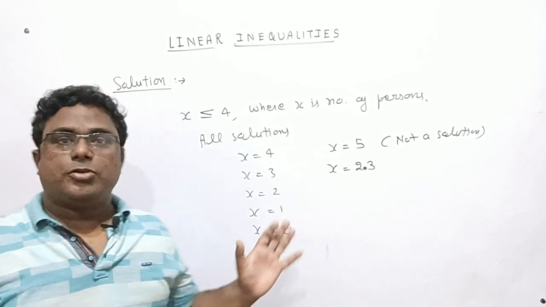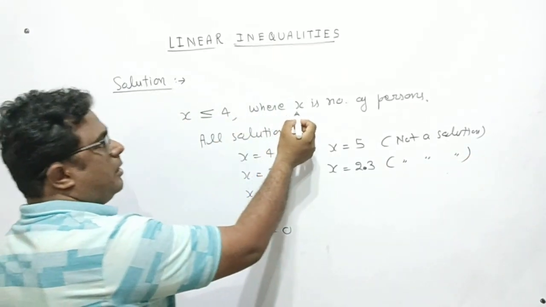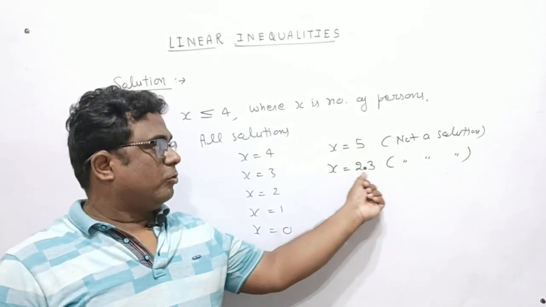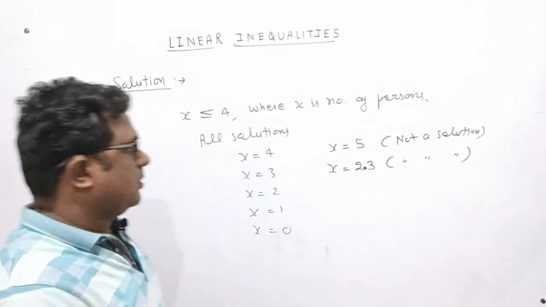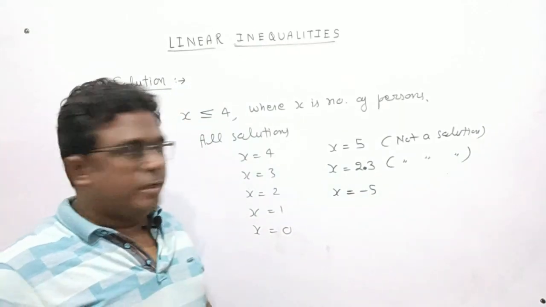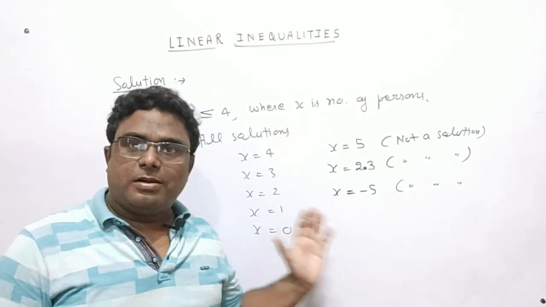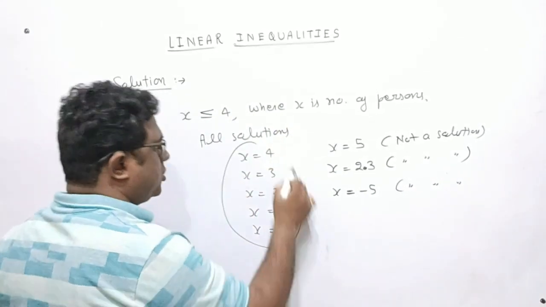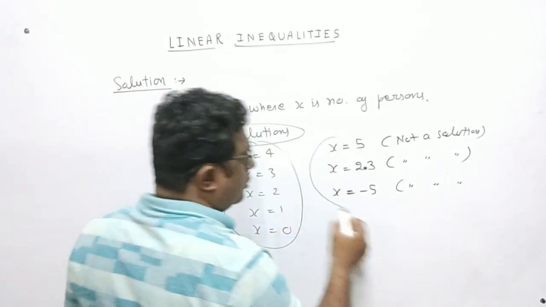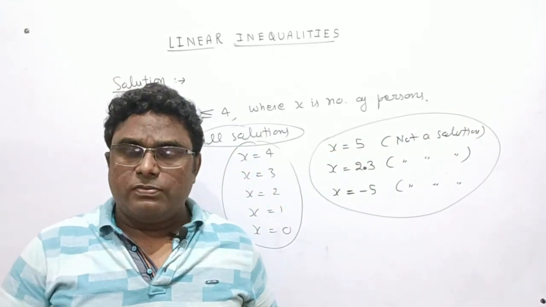No, it is not a solution. Why is it not a solution? It is not a solution because in this question x is the number of persons and the number of persons will not be a fraction. So x equal to 2.3 is also not a solution for this. X equal to minus 5, is it a solution? Obviously it is also not a solution because the number of persons cannot be negative. So these are the solutions for this inequality, and these are not the solutions for this inequality. I hope that you have understood the meaning of solution.